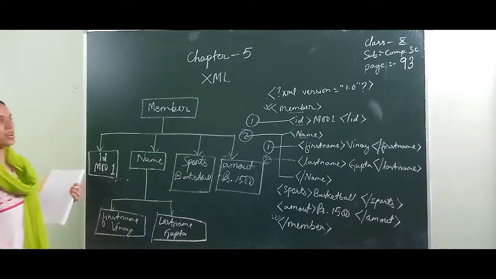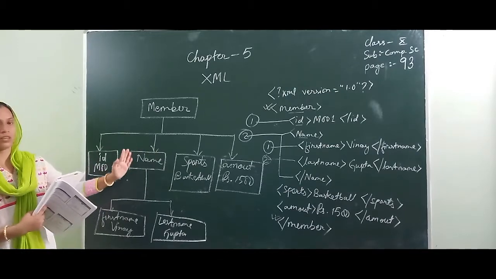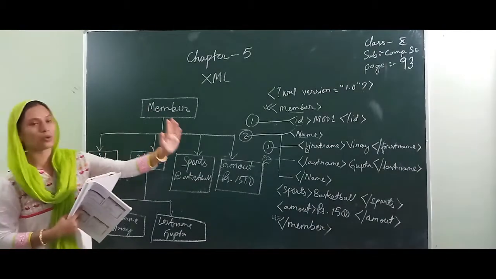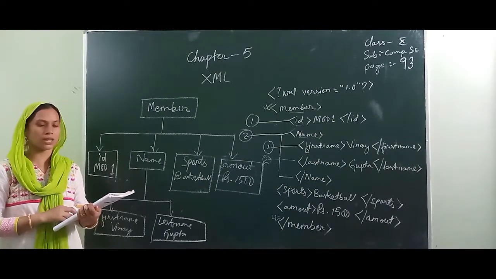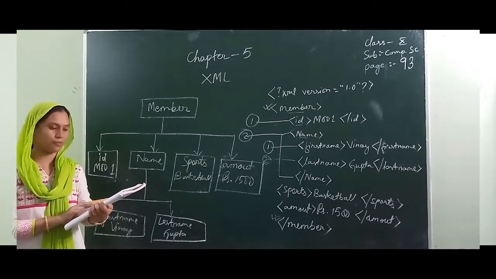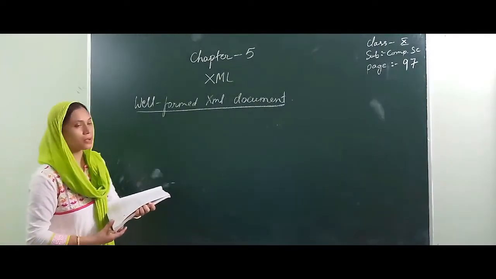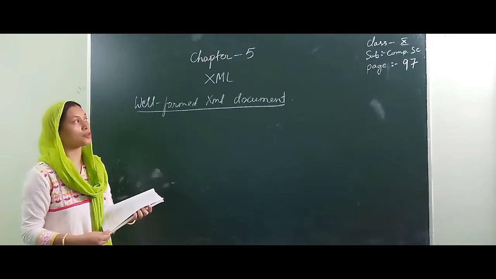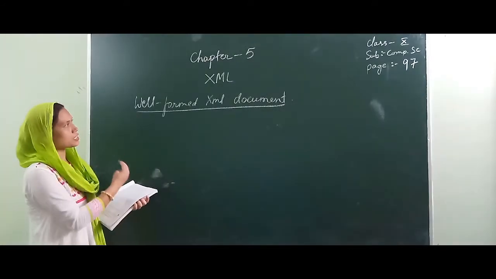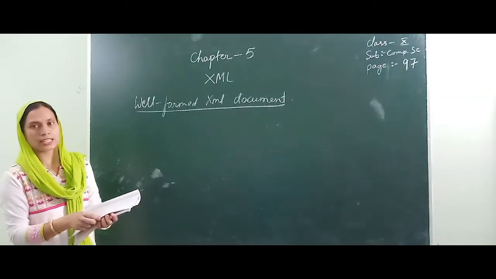So in this manner, we can create from the coding into the tree structure, and from the tree structure a coding. So I hope you have learned everything about the XML. Please practice well. Next, let's learn about the well-formed XML document. That means we have already created the XML document, but we are going to identify whether this document is well-formed or not, whether the document is validated or not.